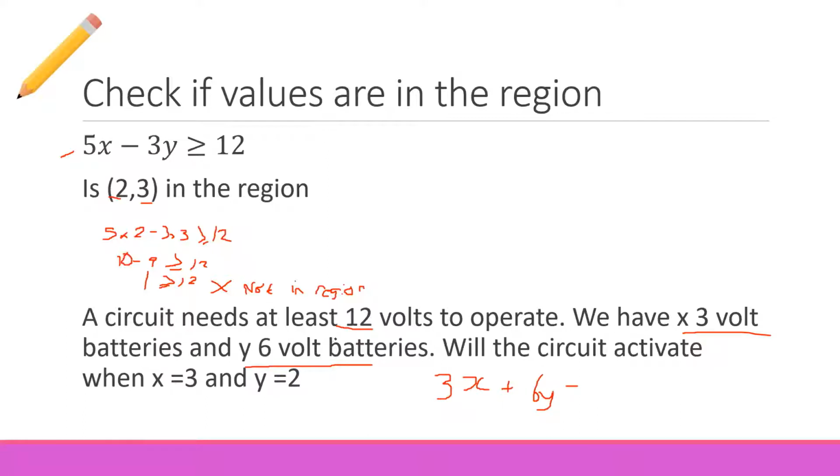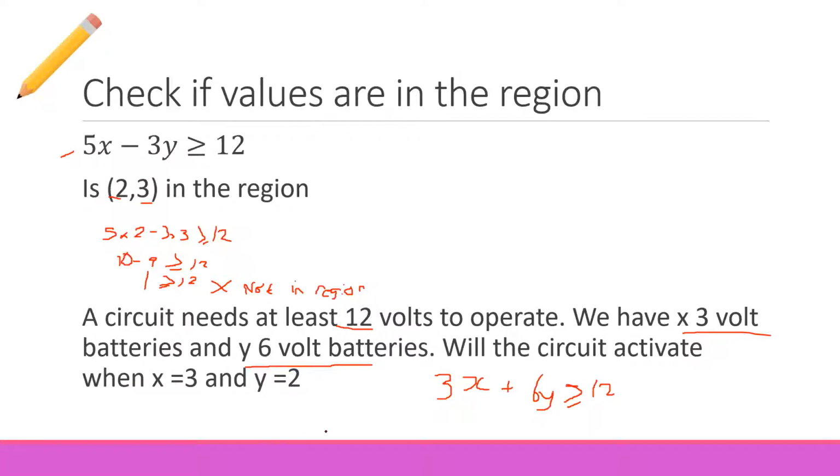And we need it to be at least 12, so it needs to be either equal to 12 or more than 12. So I use a symbol like this, which just means that this needs to be greater than 12, or it could actually just equal 12. Because it could equal 12, I'm going to do a line here. So that's how I've turned this worded text into this inequality. I've got x 3-volt batteries, so I went 3x. I've got y 6-volt batteries, so I went 6y.